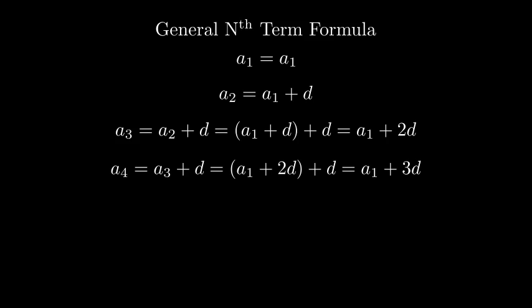This gives us our general formula. The nth term, a sub n, is equal to the first term, a sub 1, plus the quantity n minus 1 times the common difference, d.